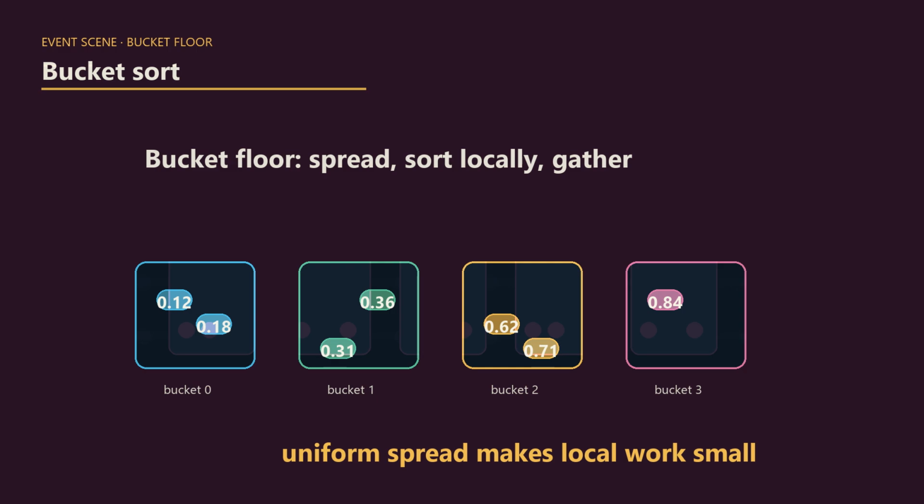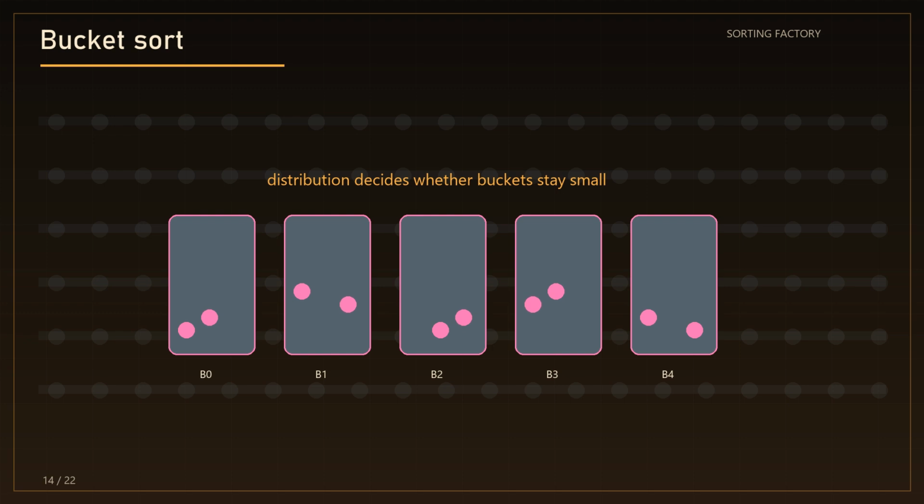Bucket sort makes a distribution assumption. If values are spread fairly evenly, put each item into a bucket, sort inside each bucket, then concatenate the buckets. When the distribution is right, each bucket stays small. When the distribution is lopsided, one bucket can become the whole problem again. So bucket sort is average case only when the input supports that assumption.